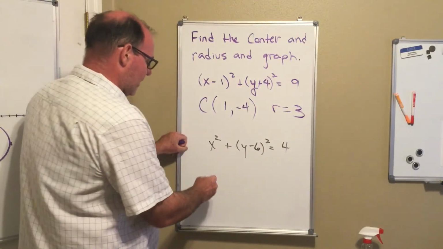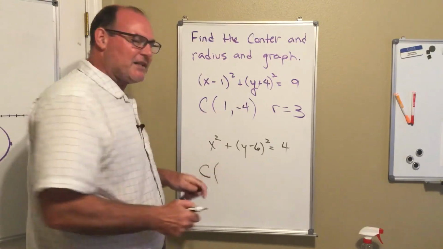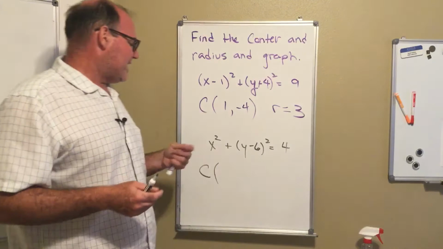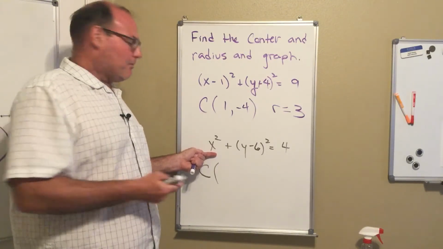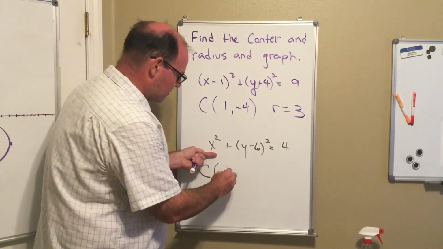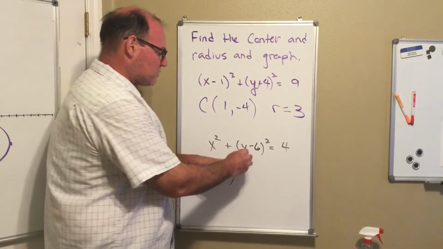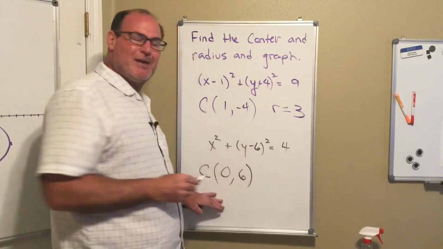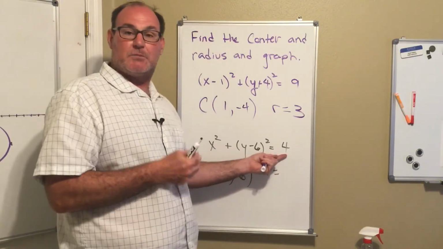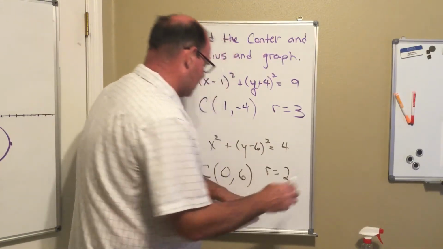So on this one, when I go to find my center, okay, my center point, remember the format of the center radius form of the equation is it's x minus a value squared, but there's no value along with this, so that means the x coordinate of the center is 0. And then it's y minus the value, so that's y minus 6. So my center is 0, 6, and then the radius is the square root of this because this value 4 represents r squared. So my radius is equal to 2.